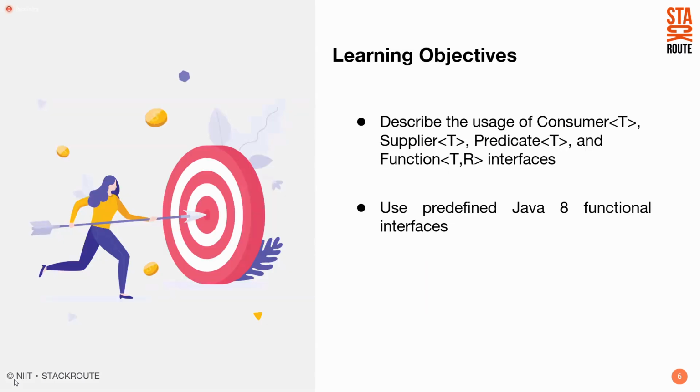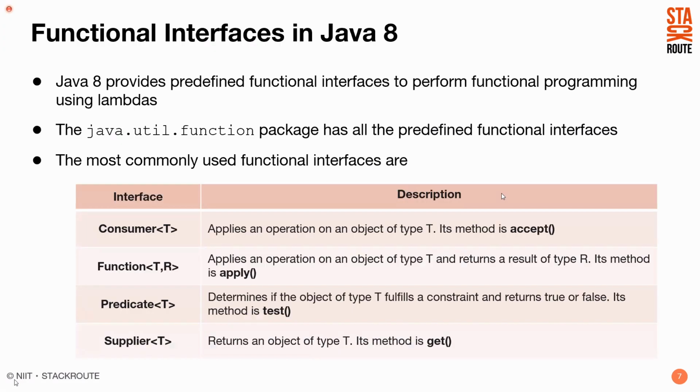In this session, we will be discussing 4 predefined functional interfaces: consumer, supplier, predicate, and function. Don't get confused. Function is different. Functional interface is different. So we are talking about predefined functional interfaces. There are 4: consumer, supplier, predicate, and the last one is function. Function alone will take 2 parameters. Java 8 provides predefined functional interfaces to perform functional programming using Lambda. Whatever functionality we are doing with our regular methods is predefined in a few of these interfaces' methods. We are going to explore that.